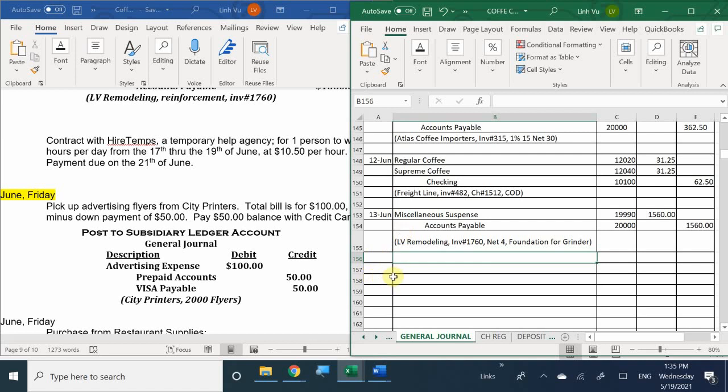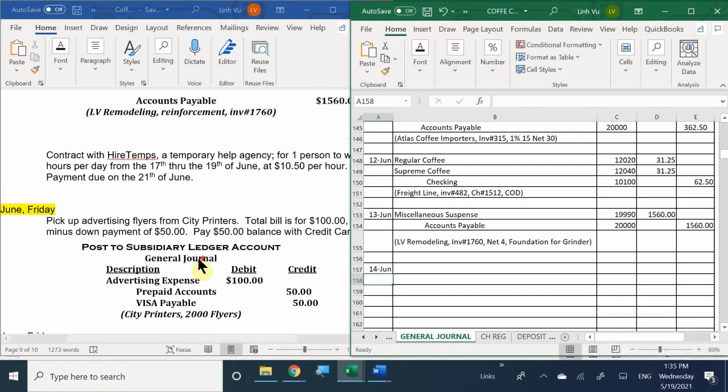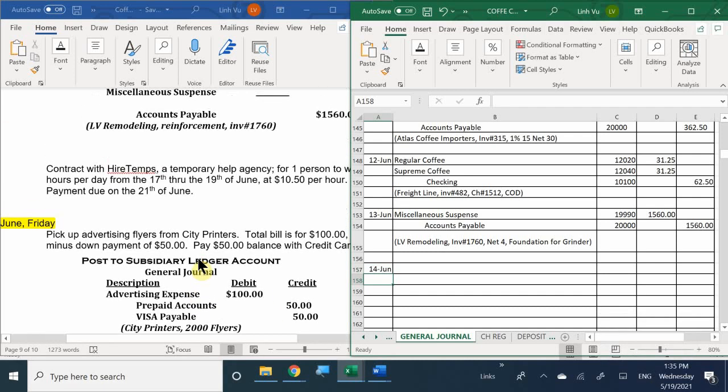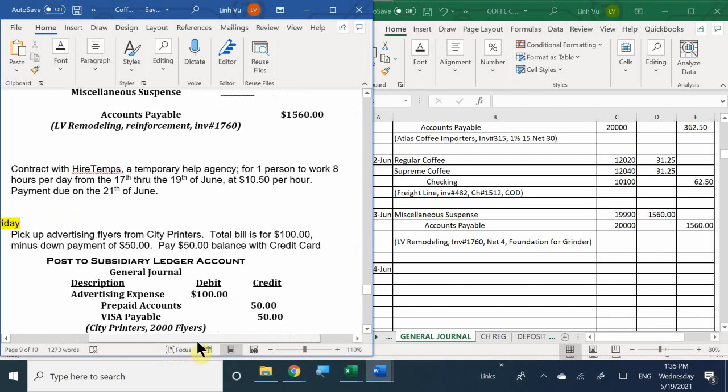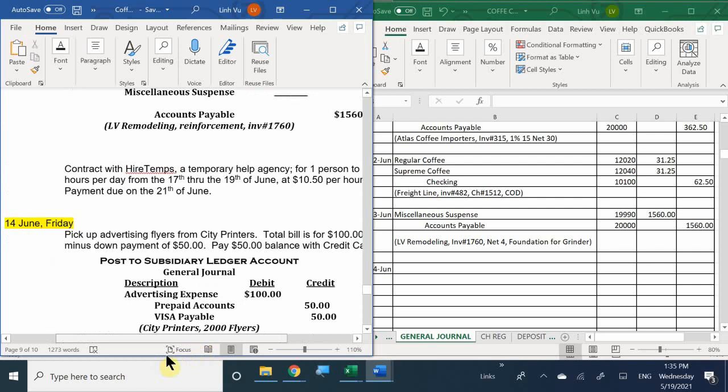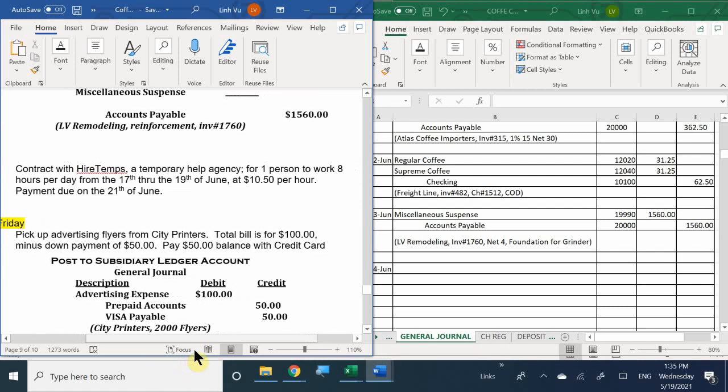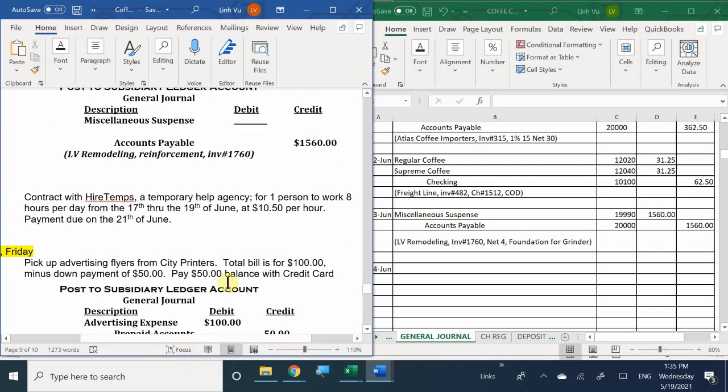Let's start off with the 14th. What happened on the 14th? We received the flyers and we're paying it in full. So we went to pick up the rest of the flyers. How much do we owe? $50, because this time we already made a prepayment, a down payment.